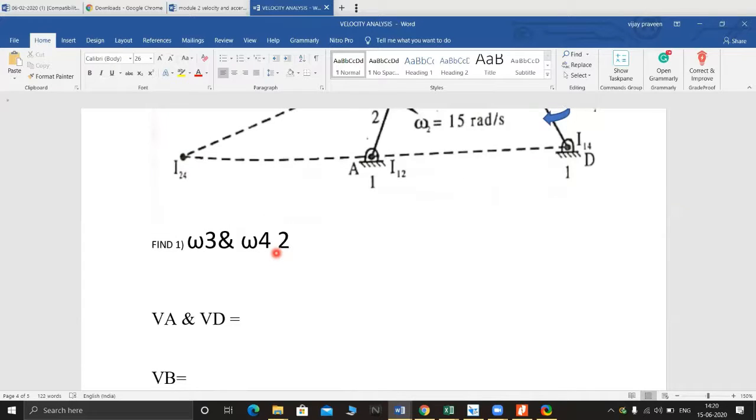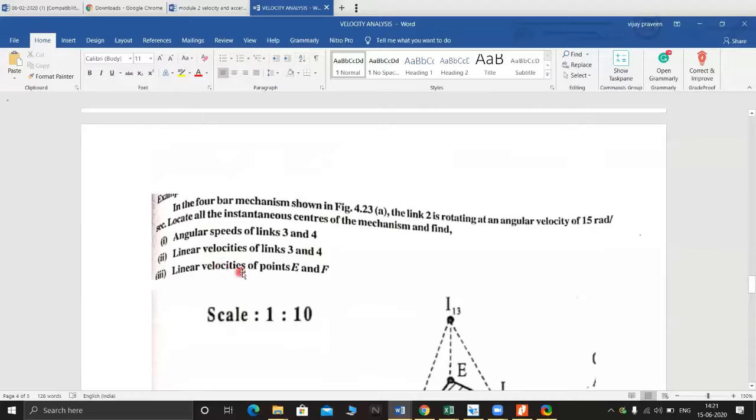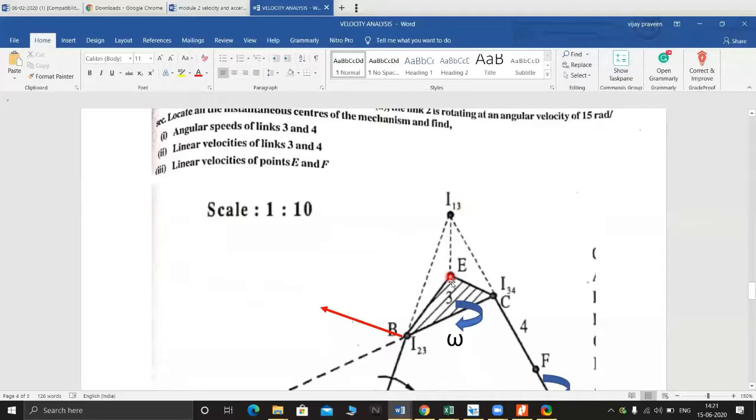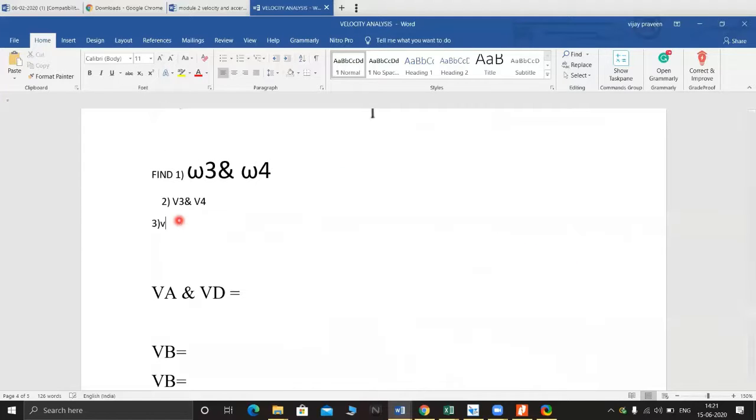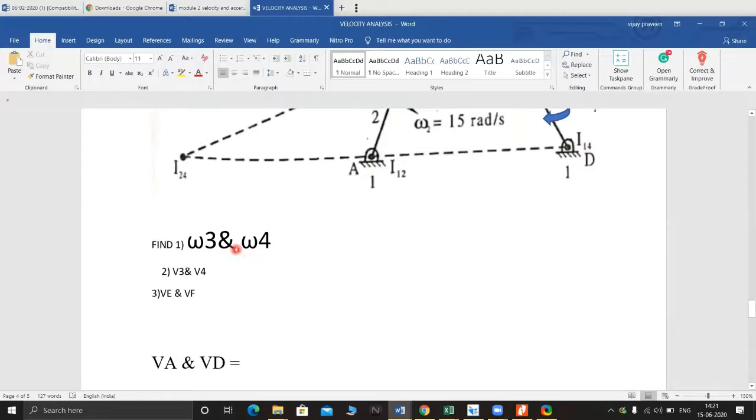The second question is linear velocity, that is the linear velocity of link number 3, V3, and the linear velocity of link number 4, V4. And what is the third question? That is the linear velocity at point E. Where is point E? Here, and point F is here. That is VE and VF, and we need to find both. So these are the 3 questions.